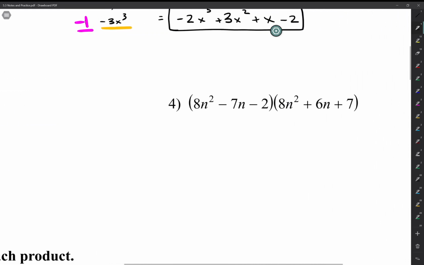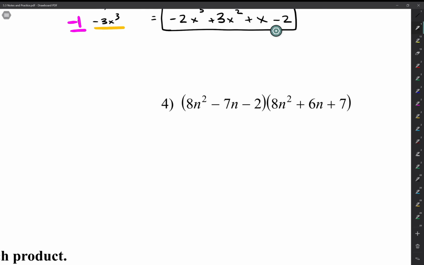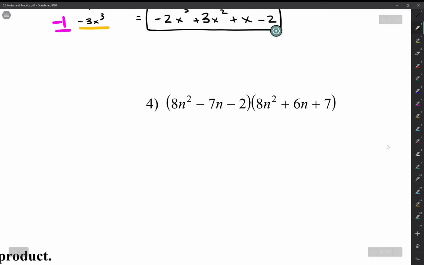For 4, now we got a trinomial times a trinomial. Oh man, and basically it's the same thing. Oh, it's quite a process. 8 times 8 is going to be 64 n to the fourth. Oh my. Adding the exponents.